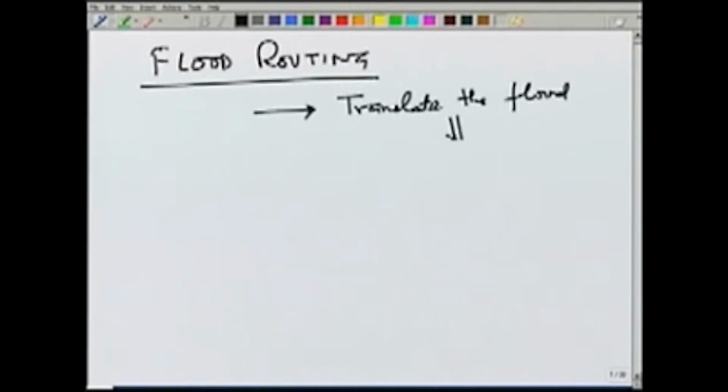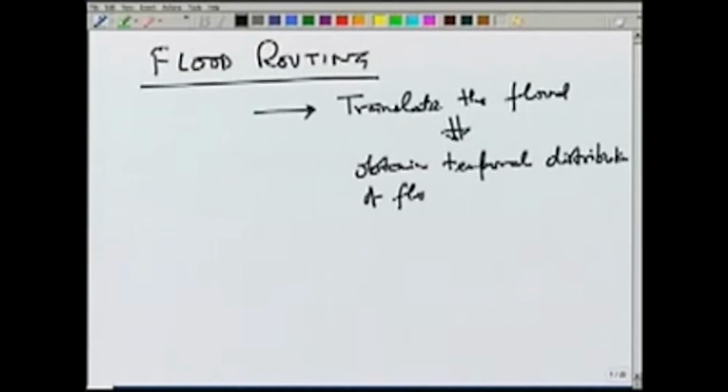So, we translate the flood and obtain the temporal distribution, how the discharge is changing with time, of, let us say, discharge flow, generally meter cube per second, at downstream points.